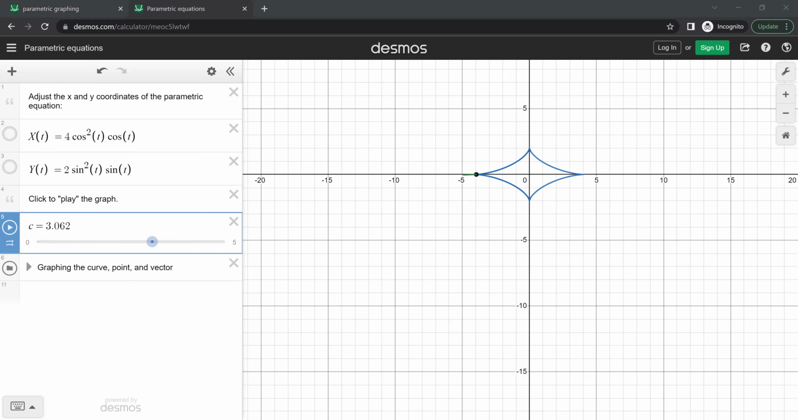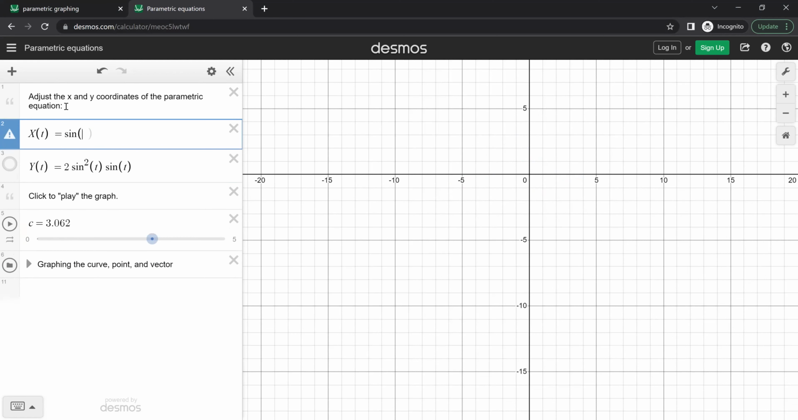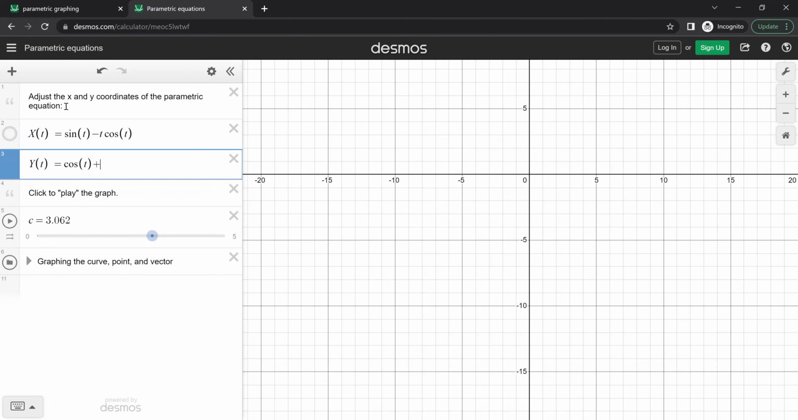And then we could pick the one we want to do next. I'll just do 3. Actually, I'll do 4 because 4 is less typing. Sine t minus t cosine t. And then the other one is cosine t plus t sine t. And something's weird here. Sine t minus t cosine t.